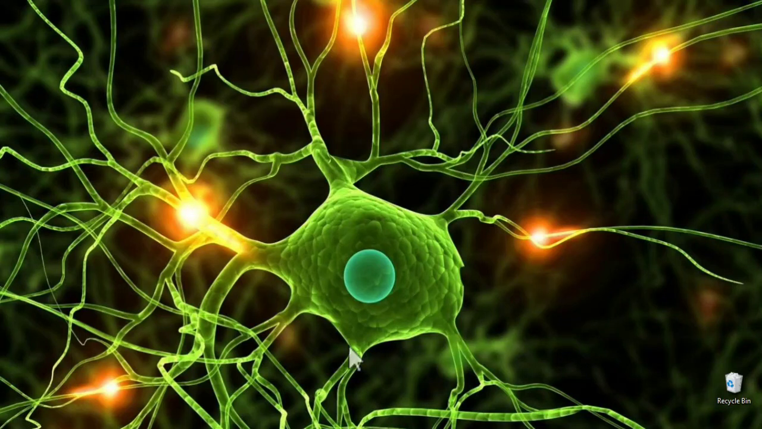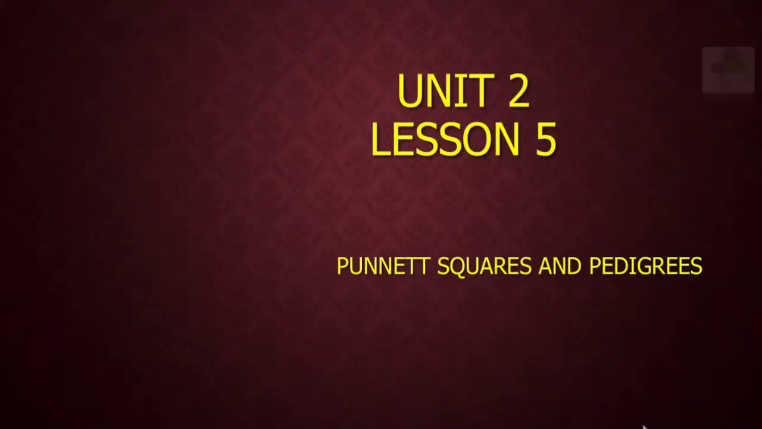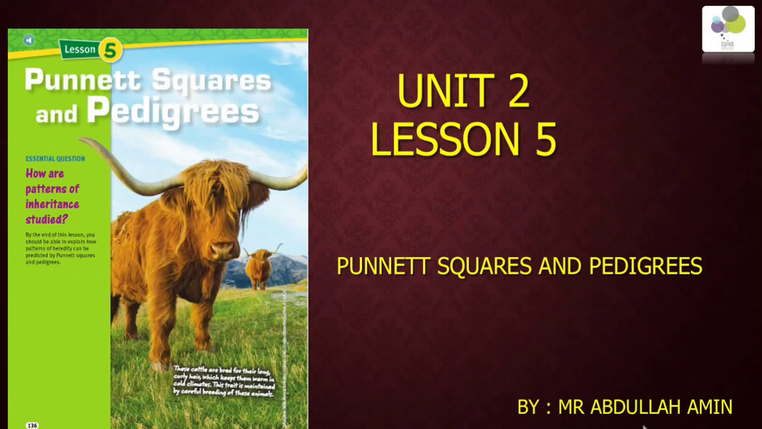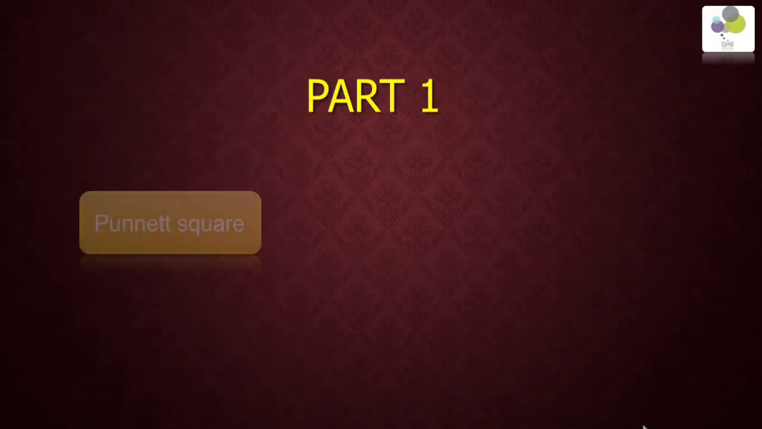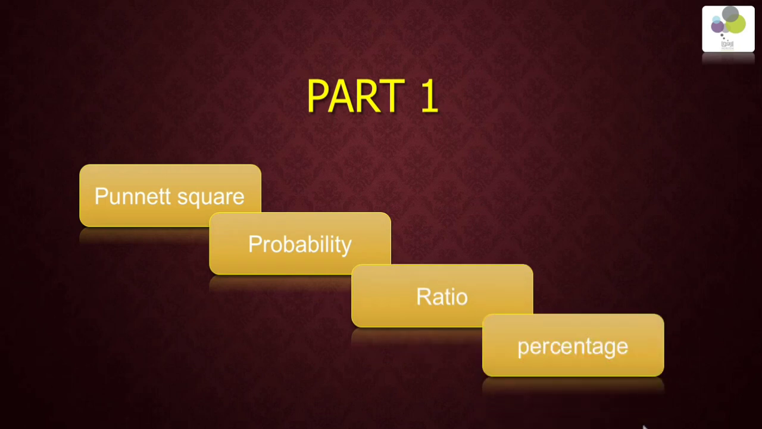This is Mr. Abdullah Amin, and this is the first biology lesson, which is talking about the Punnett square and heredity. Okay, so Punnett square and heredity. In this part, inshallah, we are going to know what is Punnett square and what is a probability, and how can we express a probability by ratio and by percentage.